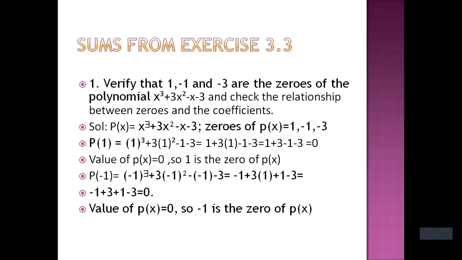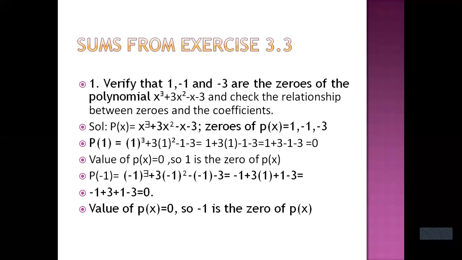So first P of 1. In place of x substitute 1, that is 1 cube plus 3 into 1 square minus 1 minus 3. 1 cube value is 1 and 1 square is also 1. So 3 into 1, that is 3. Next minus 1 minus 3. If you observe there in the third step, 1 plus 3 minus 1 minus 3, both 1 and 3 are cancelled with opposite signs. So its value is 0. So now P of 1 is equal to 0. So we can say that 1 is a zero of P of x.